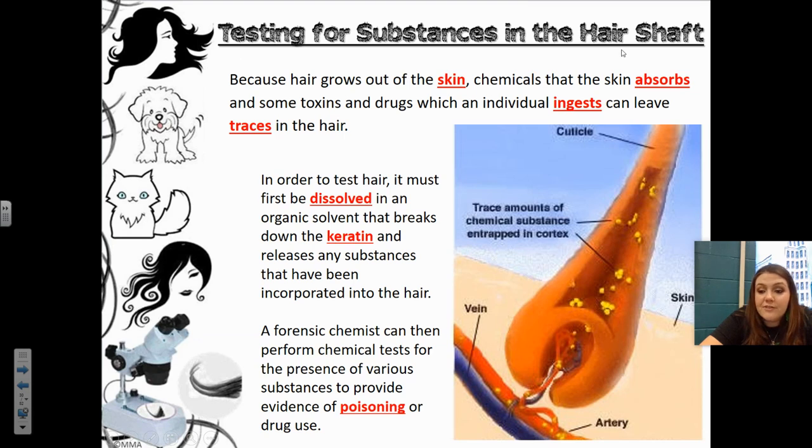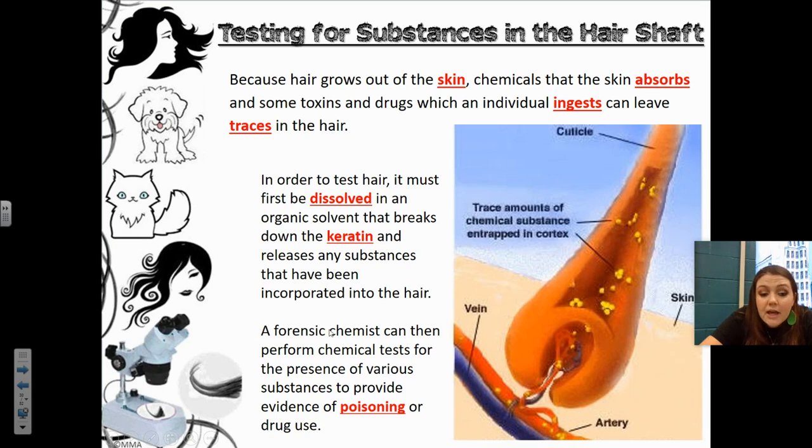Testing for substances in the hair shaft. So if we're moving past the microscope, there are some other things we can do to learn about a person's hair and match them at a crime scene. Because hair grows out of the skin, chemicals that the skin absorbs and some other toxins and drugs which a person would ingest can leave traces in their hair. So we can literally test poisons, drugs, things like that in a person's hair. In order to test the hair, it must be dissolved in an organic solvent that breaks down the keratin and releases any substances that might have been inside the hair.